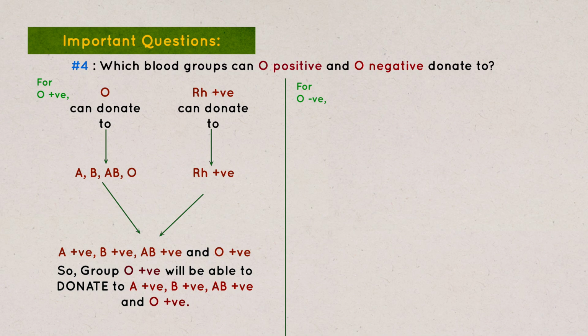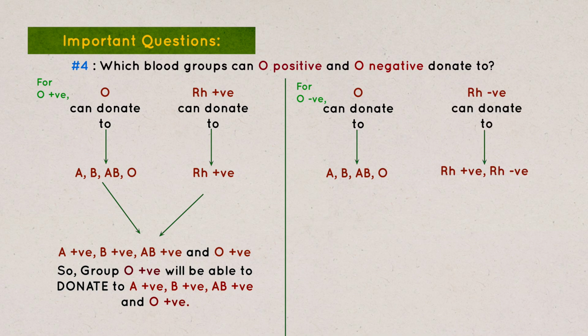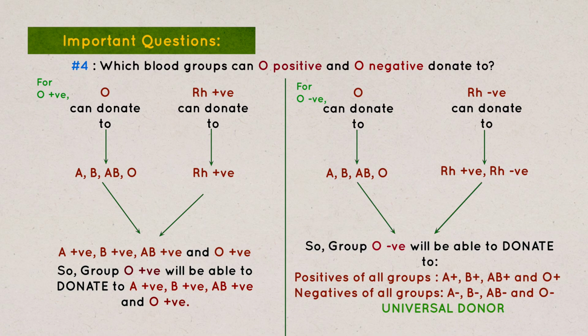Next, let's look at O negative. We know group O can donate blood to all other blood groups, whereas the Rh negative can donate to Rh positive and Rh negative both. Therefore, O negative can donate blood to Rh positives and Rh negatives of all blood groups.